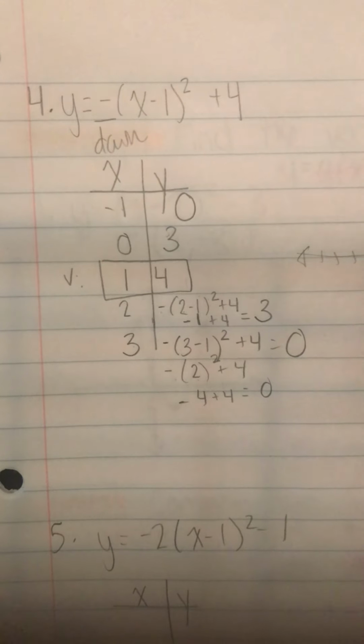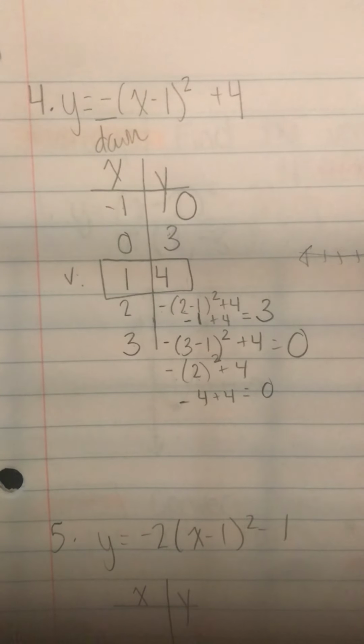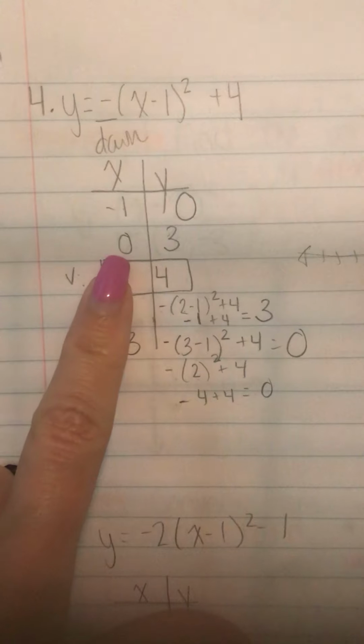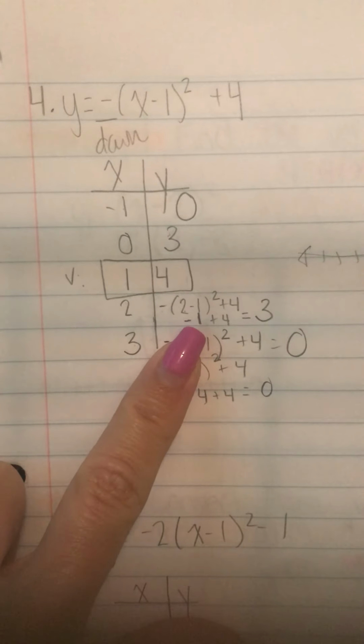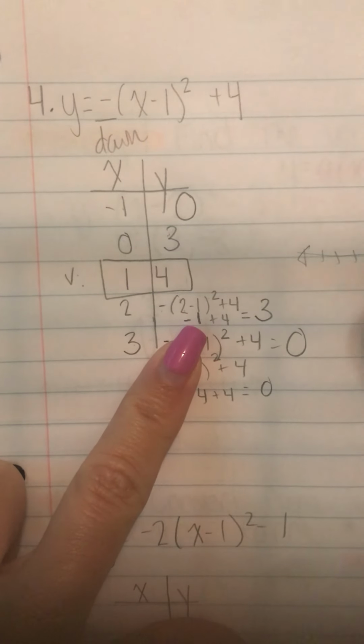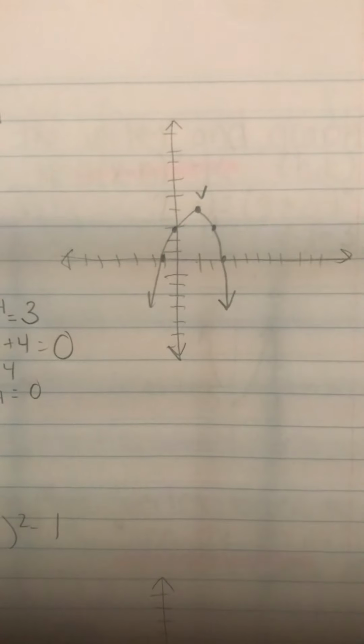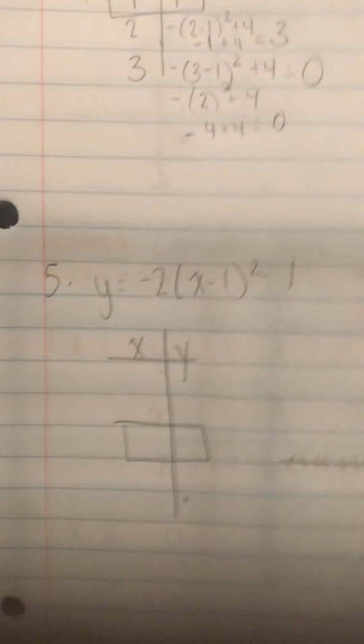So I graph 1 up 4. V for my vertex, we know it's going down. 0, 3, 2, 3. -1, 0, and 3, 0, and there you go. A sad graph. Oh, didn't even see that. There you go. Okay, last one, number 5. You're going to do it on your own. Pause the video now.